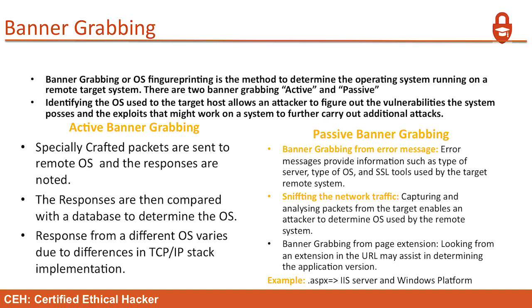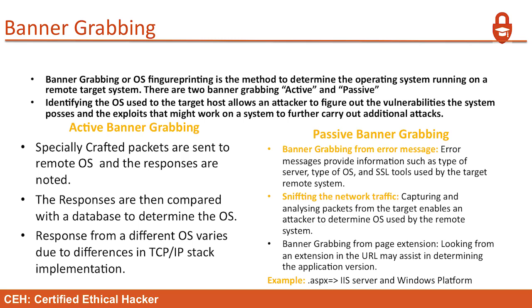So banner grabbing or operating system fingerprinting is the method to determine the operating system running on a remote target system. There are two types of banner grabbing, active and passive. So identifying the OS on the target host allows an attacker to figure out the vulnerabilities that the system possesses and the exploits that might work on a system to further carry out additional attacks. So banner grabbing, this is what it's used for, but technically a vulnerability scanner will just go and flag the vulnerabilities. They typically don't go out and hunt exploits that are able to be fired at those vulnerabilities. And another thing is just because you have a vulnerability does not mean that it's exploitable. Not all of them will be. It depends on a lot of things.